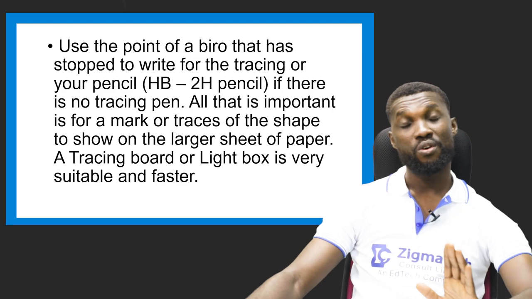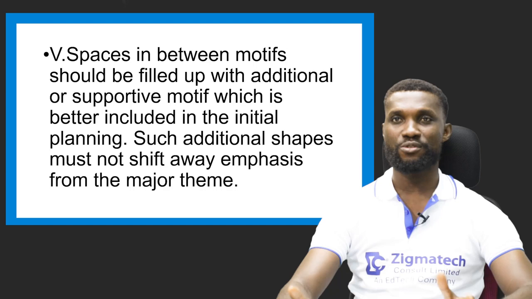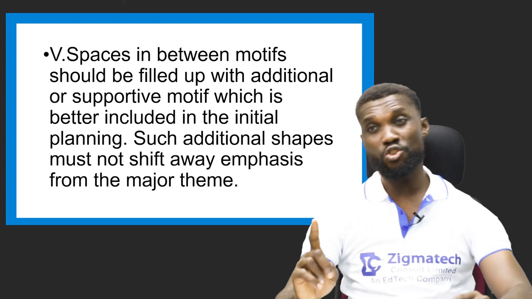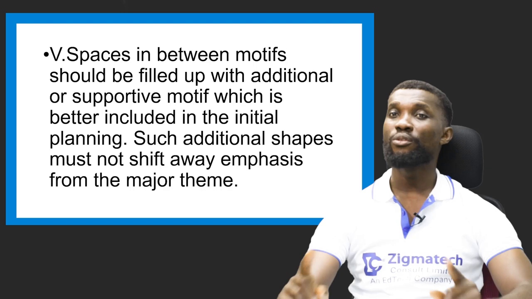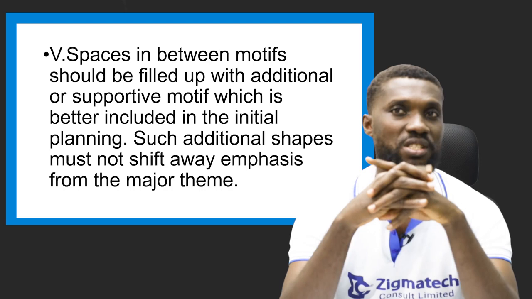All right, so now space in between motif should be filled up with additional or supportive motif, which is better included in the initial planning. Such additional shape must not shift emphasis from the major theme. Now, what am I saying? For those of us that are doing the checkerboard, there's what we call the minor motif. I explained the minor motif in our previous class. If you don't know what the minor motif is, go and watch the previous class video.